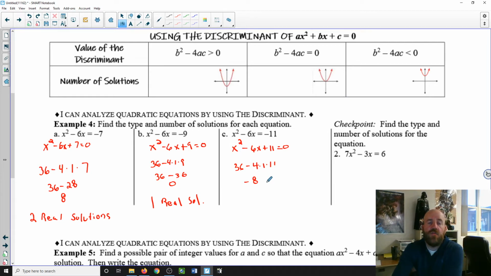So we can say no real solutions. We can say two complex solutions. Okay, so two complex solutions. It's the same thing as 0 real solutions. So you got to know that they mean the same thing.